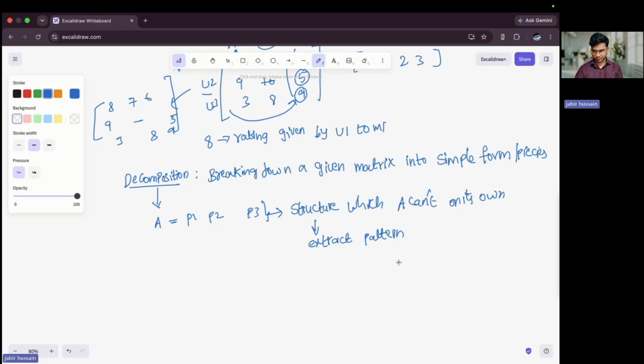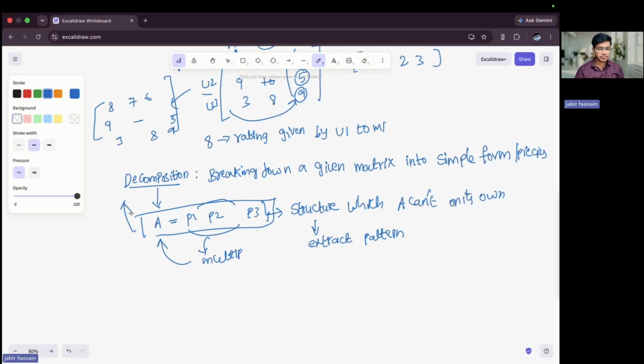P1, P2, P3. Now if I multiply P1, P2, P3, then I should get back A. If this is happening, then this is known as decomposition of a matrix. So the definition of decomposition is that you have a matrix, you break it down into pieces, and when you multiply all these pieces, you should get back the original matrix. When these two steps, breaking down and coming back by multiplying, are satisfied, then we call this decomposition of the given matrix.